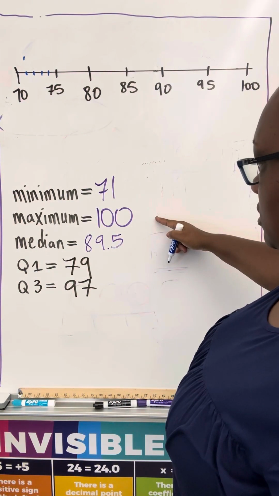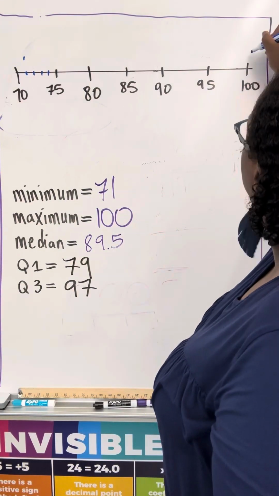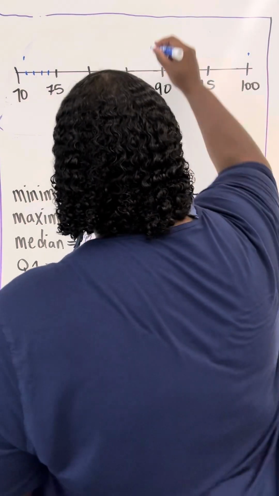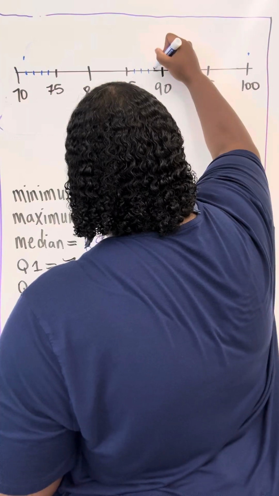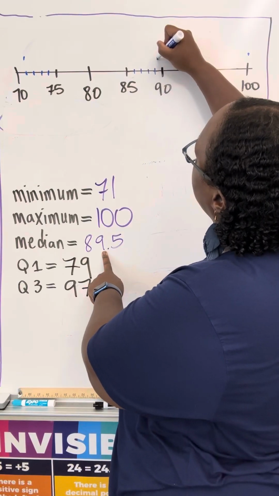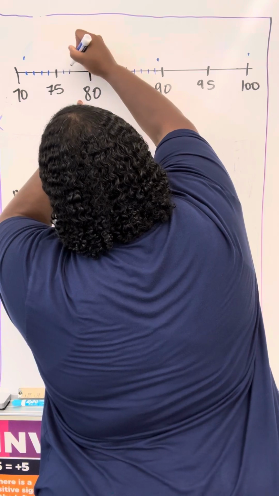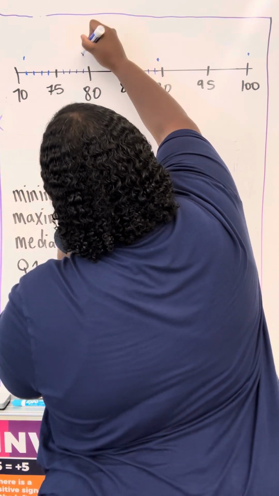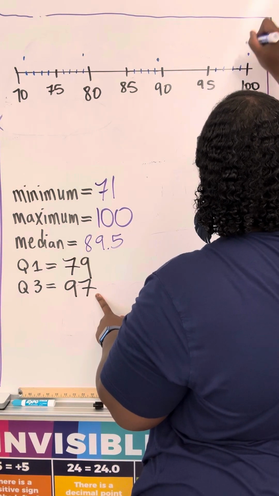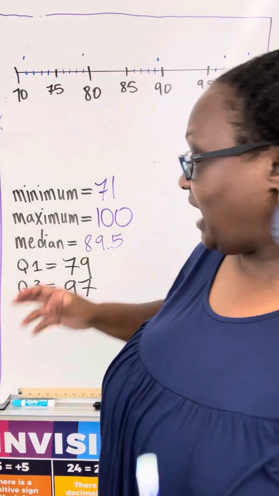Maximum 100. Oh, I forgot. Yeah, duh, I was looking at 97. So maximum's 100. Okay, our middle is 89.5. 1, 2, 3, 4. So 89.5 would be right here. Okay, 79. 79 is about right here. And then 97. Okay, I have my 5 points of data.